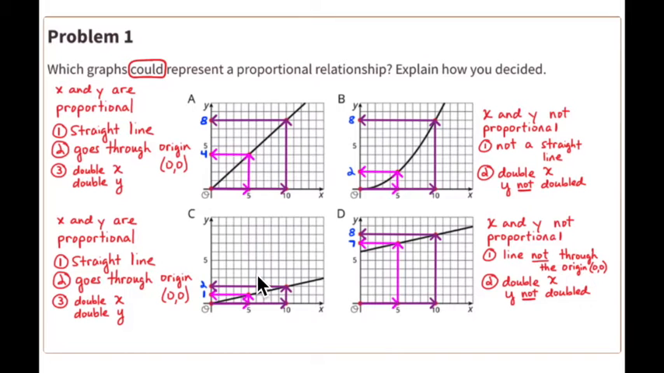So A and C are proportional relationships, straight lines that go through the origin. B is not a proportional relationship, it's a curve, it's not a straight line. And D is not a proportional relationship, although it's a straight line, it does not go through the origin 0, 0.